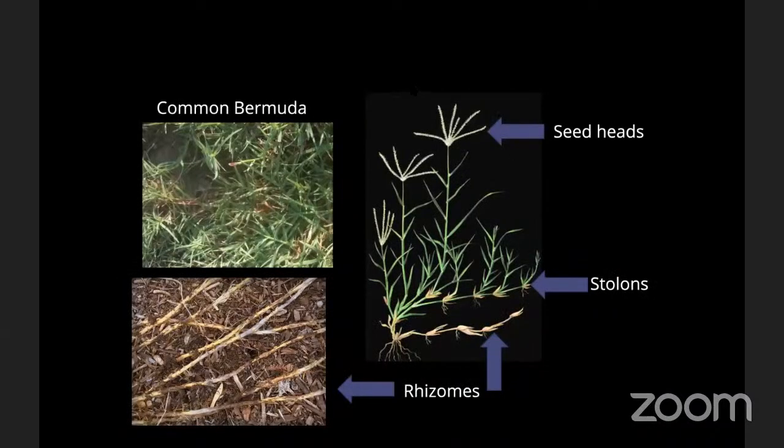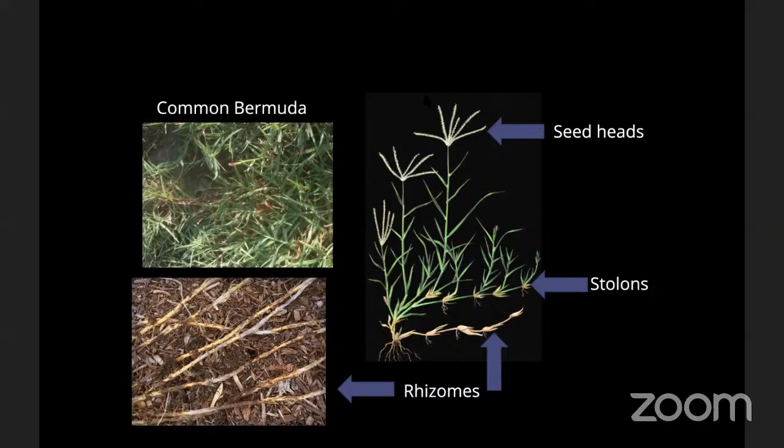Here are some identifiers for Bermuda grass. Here's what it looks like kind of in a patch. Here's what the stolons, which are the stems that creep around the ground, look like. And part of why it's so hard to deal with is not only because it can go dormant and come back, but because it can propagate itself and regrow from seeds easily.